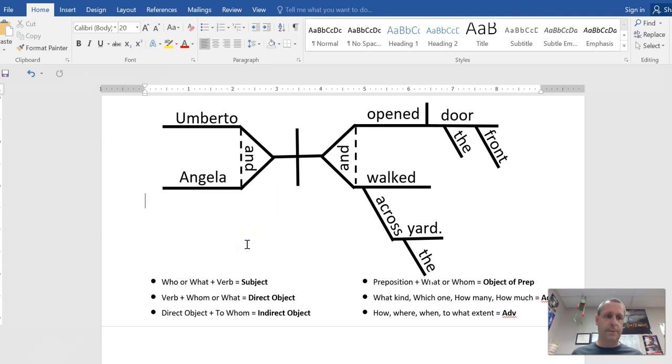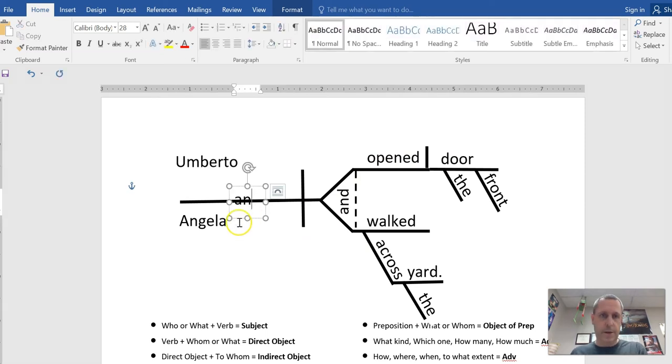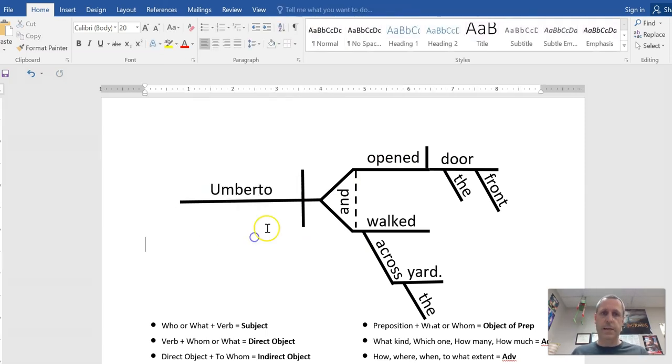Now you may be asking, Mr. Rice, this is great. However, I only have a compound subject, or I only have a compound verb. What if I only had Umberto opening and walking and not Angela? In that case, I can still have the opened up bracket on the right side, but make it a regular line on the other. In that case, Umberto opened the front door and walked across the yard.